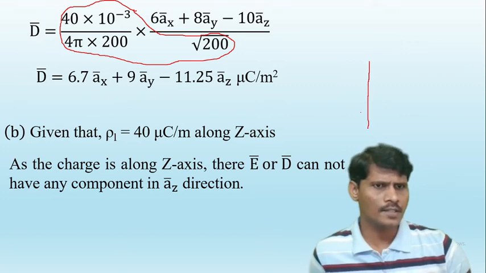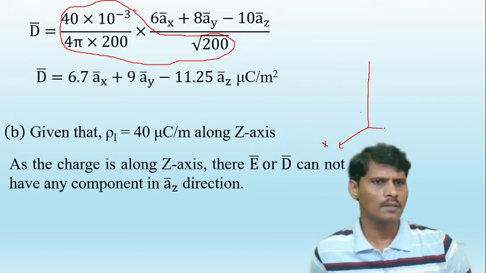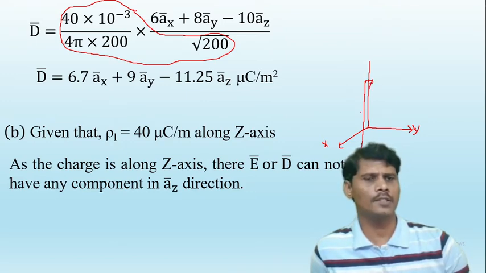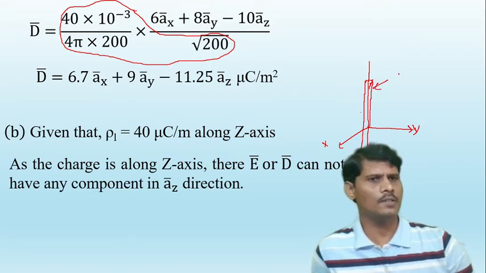And this is the z axis, this is the x axis, and this is the y axis. Now here the line charge is placed on the z axis. That finite line charge is placed along the z axis.